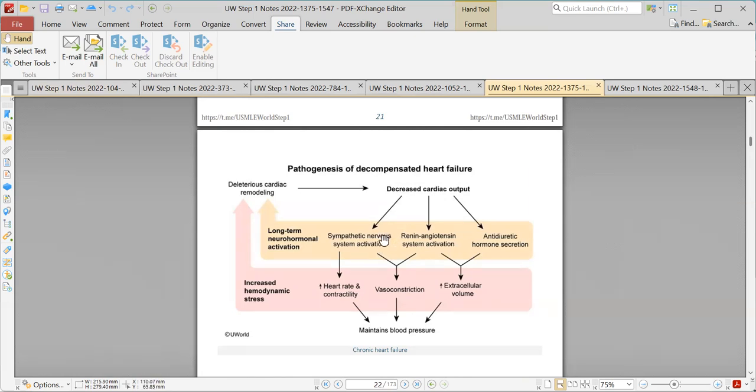So there's sympathetic activation here. RAS is actually activated, increasing the heart rate. Contractility is increased because RAS is activated. There's vasoconstriction everywhere in the body. This vasoconstriction will help in maintaining the blood pressure, and this increase in the extracellular volume is also to maintain the blood pressure.